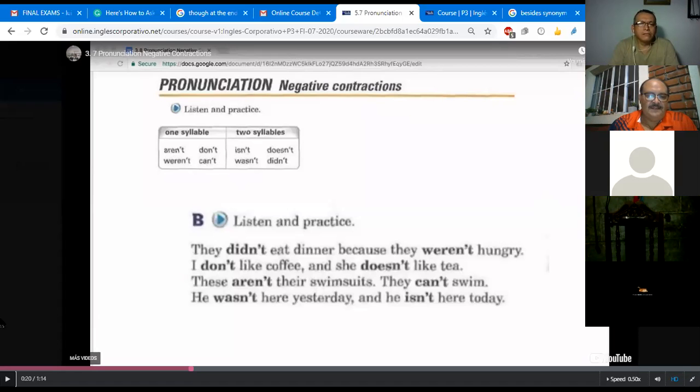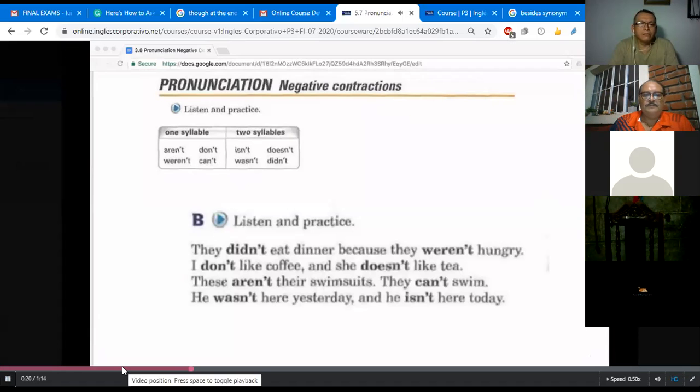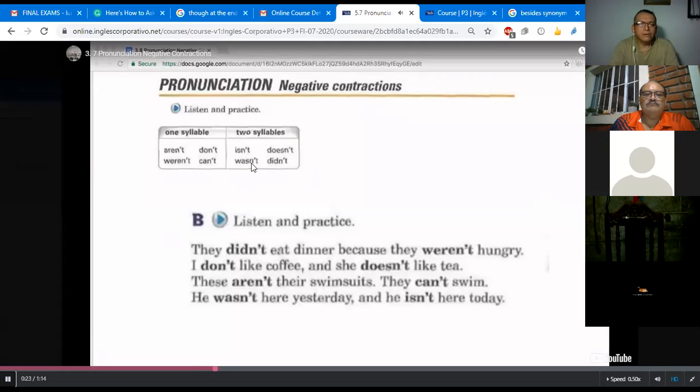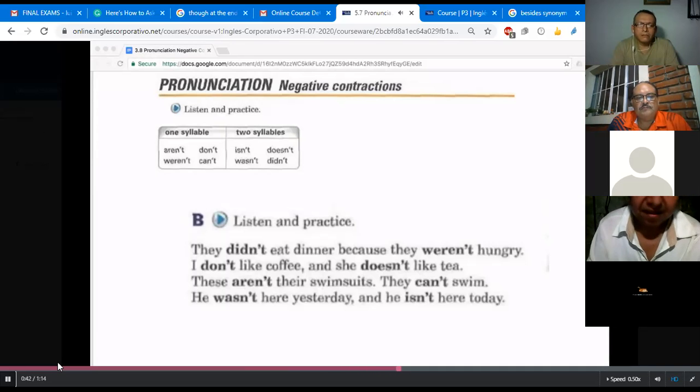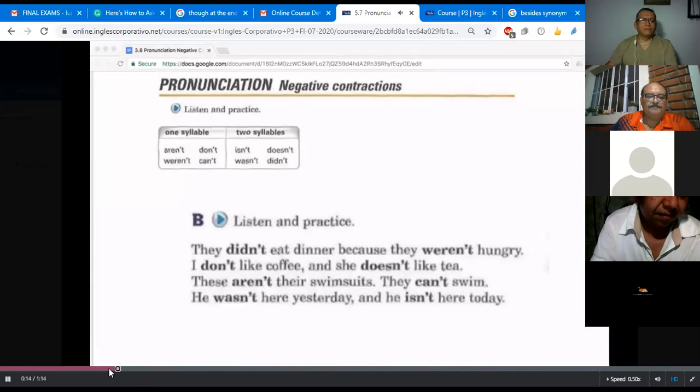Okay, in this one, you will hear two syllables. Isn't. Okay? Isn't. Wasn't. Doesn't. Didn't. They didn't eat dinner because they weren't hungry. I don't like coffee, and she doesn't like tea. These aren't their swimsuits. They can't swim. He wasn't here yesterday, and he isn't here today. A quick tip to follow. Okay. Can't. Don't. Weren't.